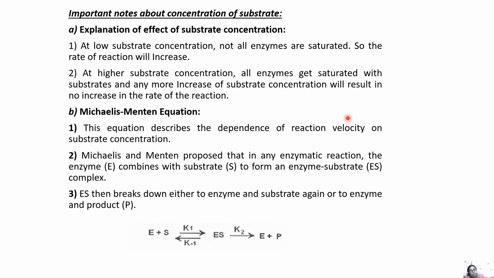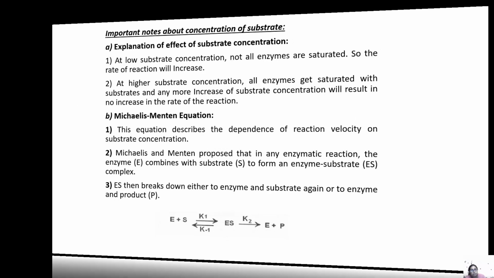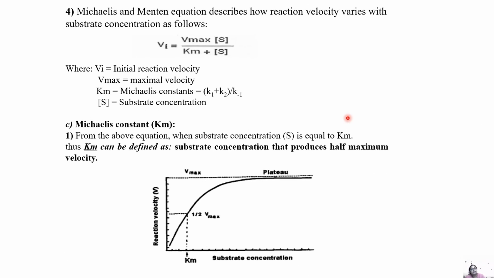For the Michaelis-Menten equation, this equation describes the dependence of reaction velocity on substrate concentration. Michaelis and Menten proposed that in any enzymatic reaction, the enzyme combines with substrate to form an enzyme-substrate complex. ES then breaks down either to form enzyme and substrate again, or to enzyme and product. The equation describes how reaction velocity will vary with substrate concentration as follows. From the above equation, when substrate concentration is equal to Km, thus Km can be defined as the substrate concentration that produces half maximum velocity.